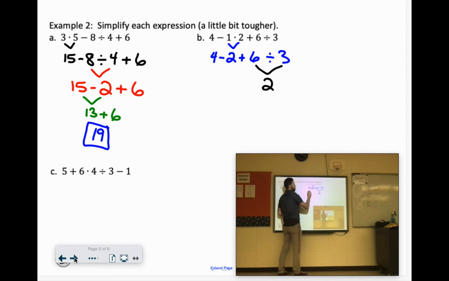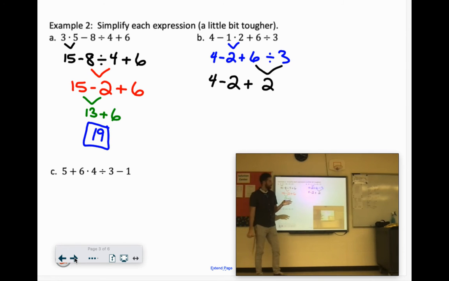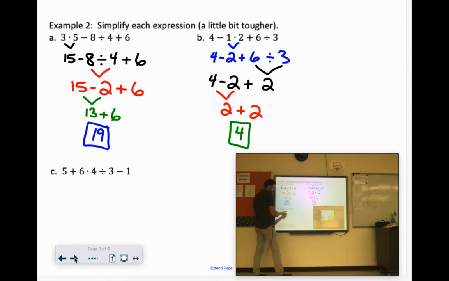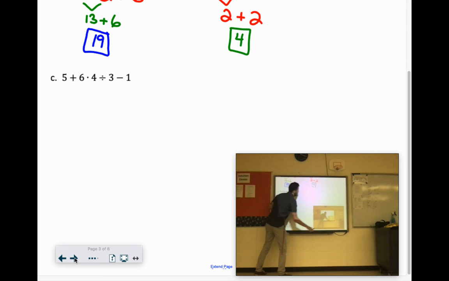So if we bring down the other stuff, 4 minus 2 plus 2. No more multiplication and division. So now it's addition and subtraction left to right. 4 minus 2 is 2. Plus the other 2 for our last step gives us a final answer of 4. So I'd like you to pause, try out C, and I'm going to go over it right now. Check your work.